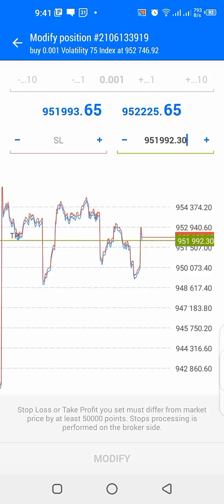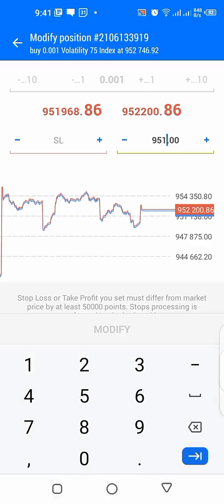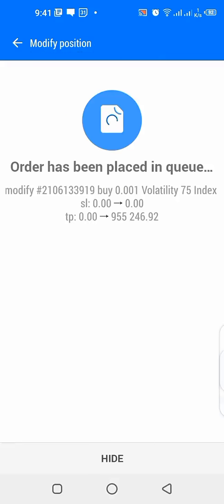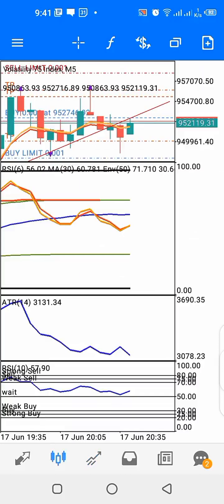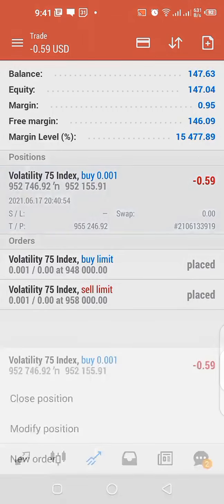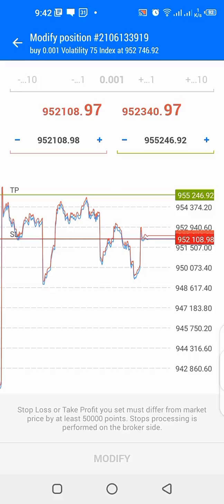746.92 level. Okay, so I'm going to set take profit of 2,500 points for my buy trade. Now that comes to 955,246.92. So that's my take profit for the running buy trade, because of the rejection, the formation of a wick telling me price will go up. Price is not getting to the 948,000 level.